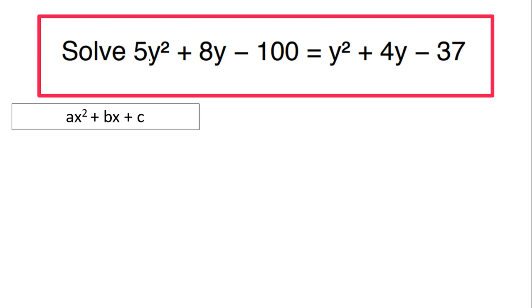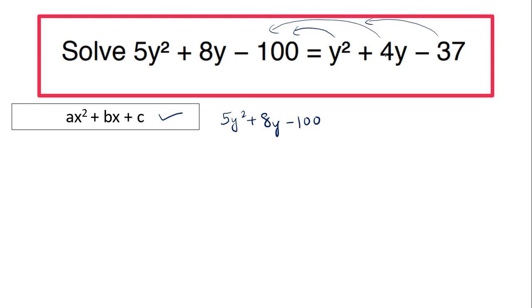Now, as you can see here, we have 5y squared, 8y, 100 on one side, and then y squared, 4y and 37 on the other side. So the first thing you have to do is turn this into the quadratic format, that is, ax squared plus bx plus c. For that, I have to rearrange the whole thing and take everything on one side. So let me just write 5y squared plus 8y minus 100 the way it is, and now I'm going to take the y squared, then the 4y, and then the 37 there.